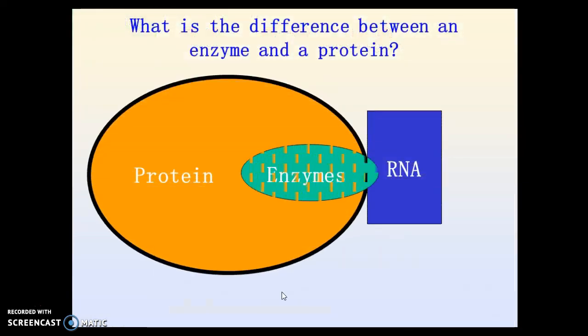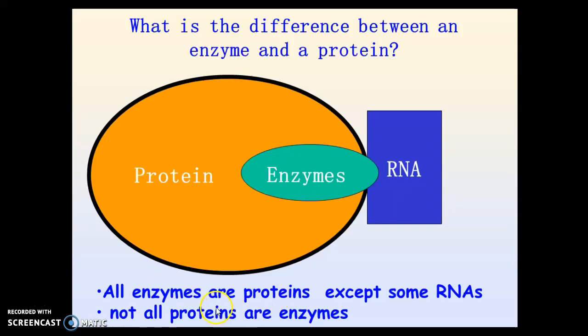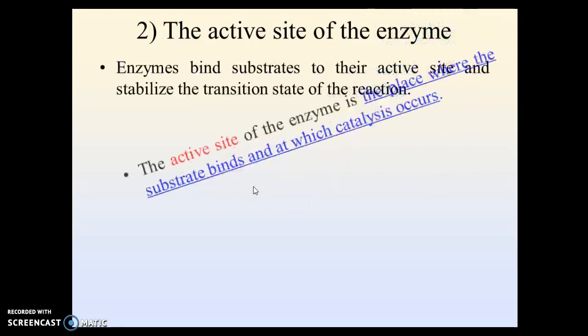Now the difference between enzyme and protein is that all enzymes are proteins except some RNAs, but not all proteins are enzymes. That means enzymes are protein molecules, and some of the enzyme molecules are RNAs, but the enzyme molecules by chemical nature must be protein molecules.